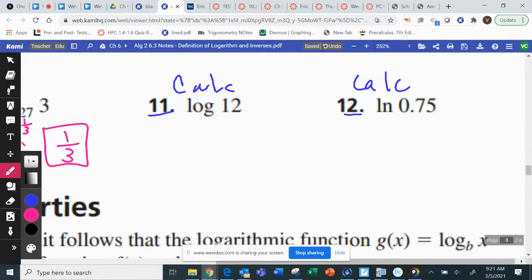These are on the calculator. Log 12 is 1.079, and I think it just says 3 decimal places for this one. ln 0.75 is negative 0.288, 3 decimals. That's just on the calculator.